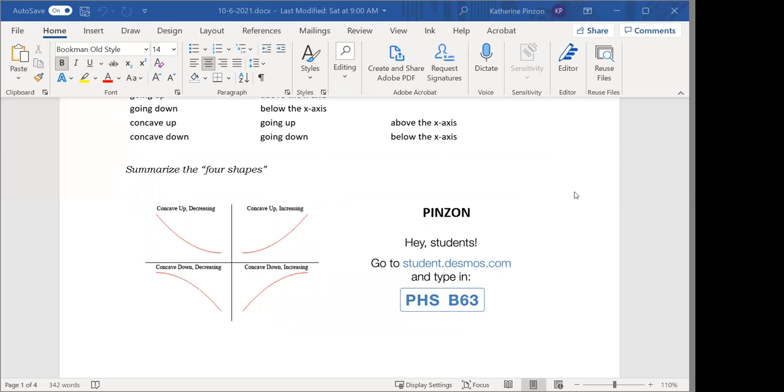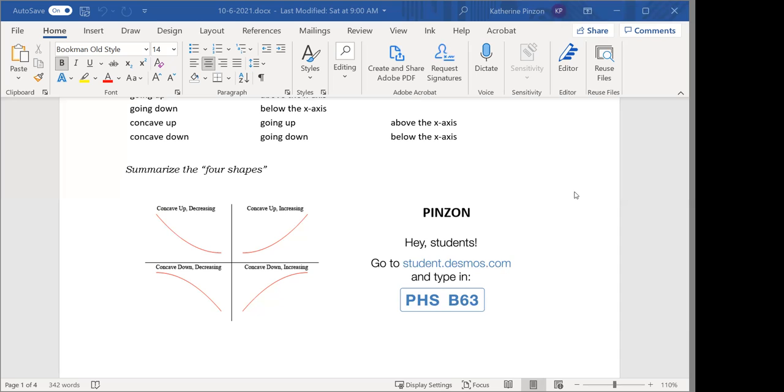What I want you to think about is if I gave you this shape, would the first derivative be a positive number or a negative number? This shape up here, negative because it's decreasing, right? If I gave you this shape, would the second derivative be a positive number or a negative number? Positive because it's concave up, right? The second derivative tells you concavity. So this top left corner, for instance, is concave up and decreasing. The first derivative is a negative number because it's decreasing. The second derivative is a positive number because it's concave up.